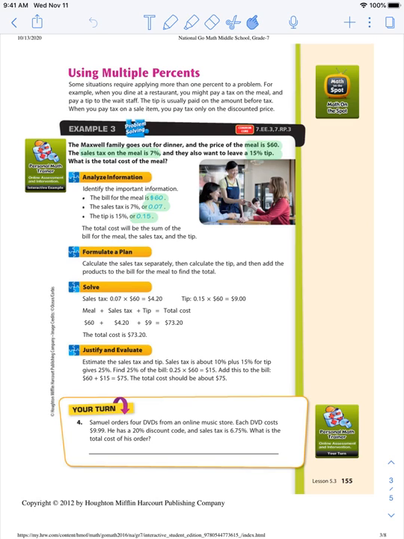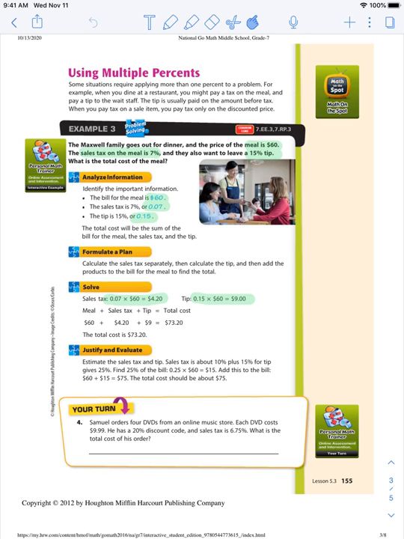The total cost will be the sum of the bill, the sales tax, and the tip. So let's calculate the sales tax and the tip separately and then add them both to the $60. So first we want to calculate the sales tax. We're going to do 7% times 60 or 0.07 times 60, which we can just enter into our calculators, is going to be $4.20. And then the tip is 15% times 60 or 0.15 times 60, which is $9.